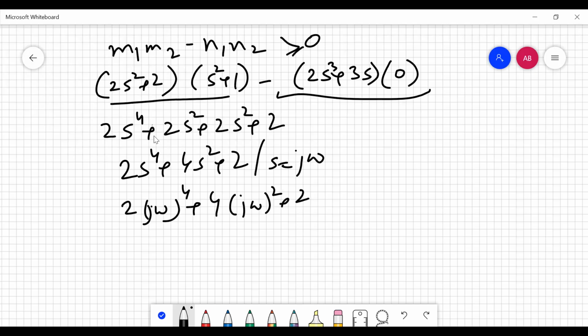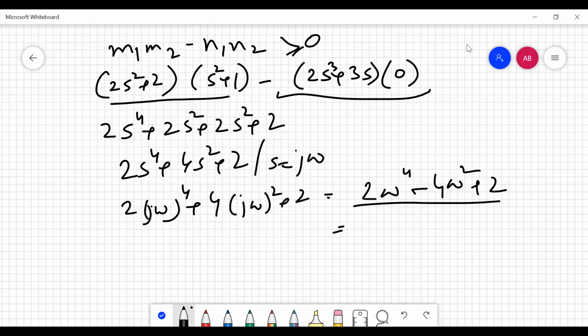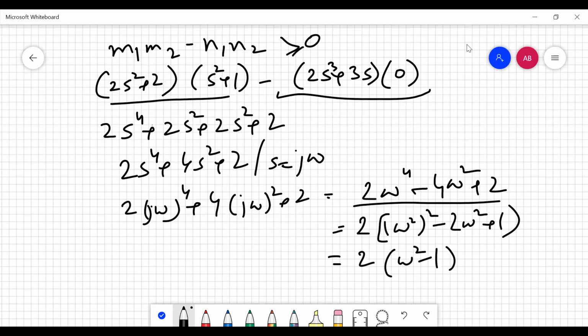So now you are going to get the value as this, and now you are going to write it also by taking 2 common from here. You are going to get omega^4 minus 2 omega^2 plus 1, and now you can write it in its square form. That comes out to be omega^2 minus 1 whole square.